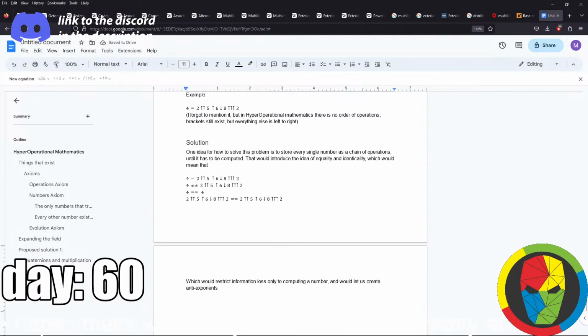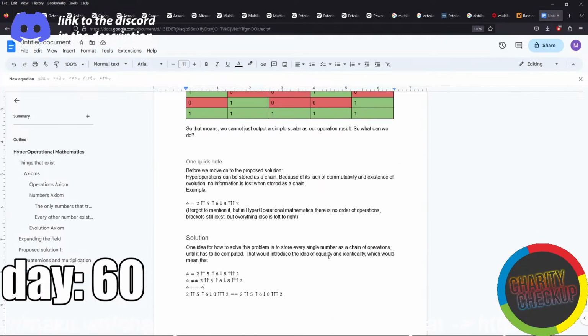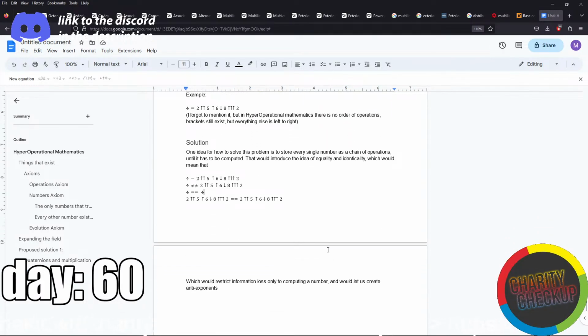It's page 9. I think we've done some pretty decent work today. I like the idea of chain operations. So you store everything as a chain until you have to compute it. When you have to compute it, then you actually compute the thing, save the number, but it's not actually identical to the original operations, it's only equal to it.